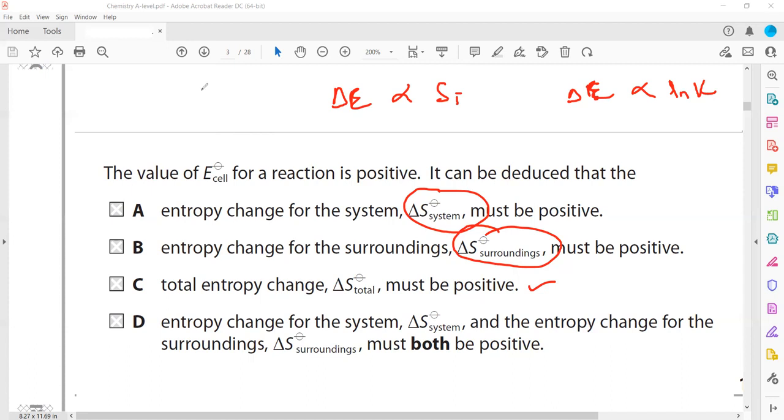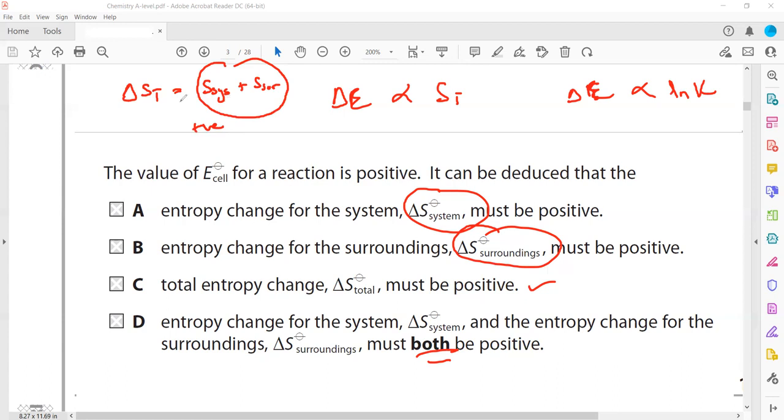If electrode potential of a cell or a cell voltage is positive, it means the reaction is feasible. If the reaction is feasible, the total entropy should be positive, and total entropy is entropy change of a system plus entropy change of surrounding. So it's not necessary that both are positive, maybe they are, maybe one of them is negative, but what we want in the final answer is that the result of these two should be positive.